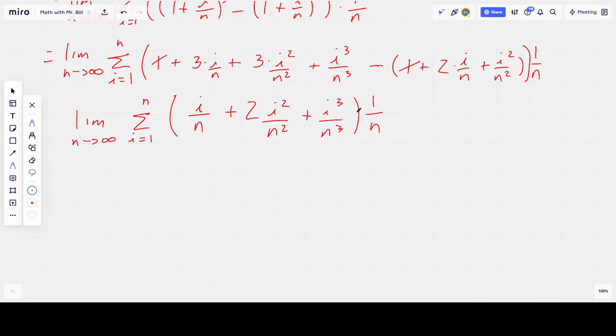Okay. So now the last thing to do is to go ahead and multiply the 1 over n in. So we have the summation and the limit.